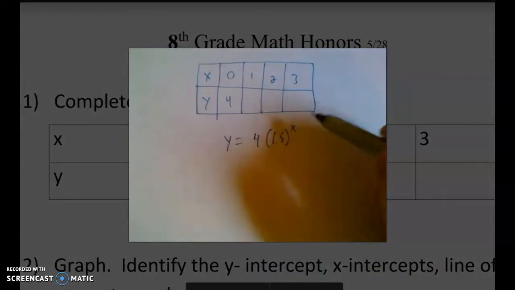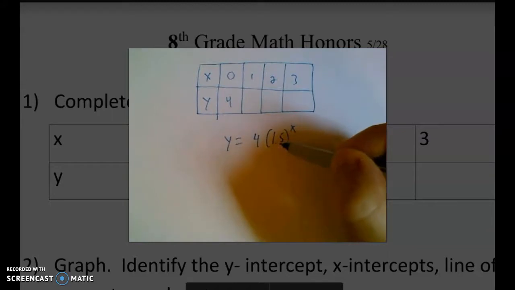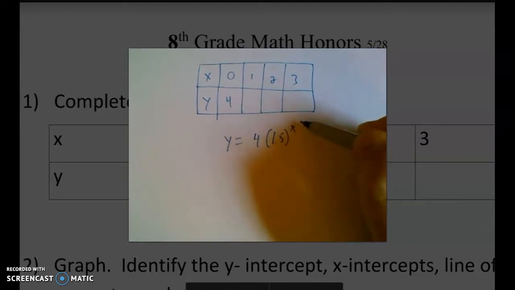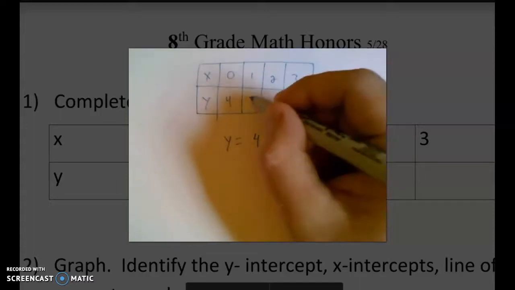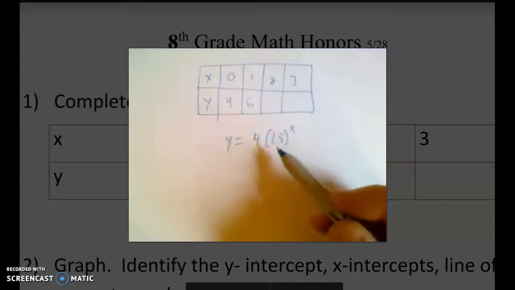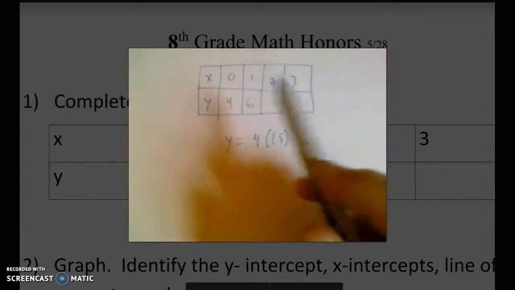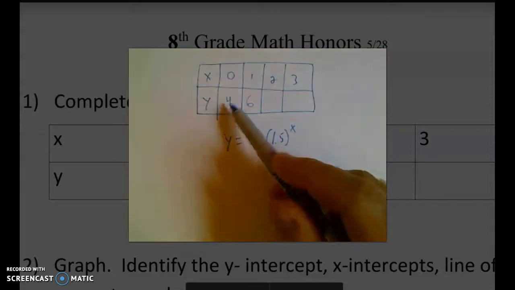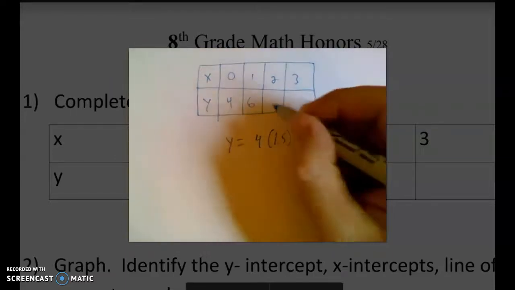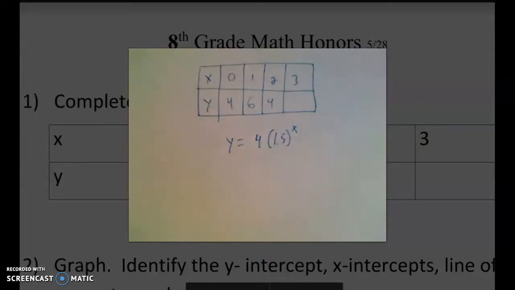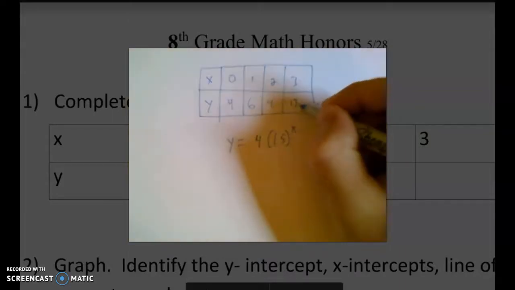So if I make x 1, that means you do 1.5 to the first power, which is 1.5, and then times 4, which would give you 6. You could also understand that this is your multiplier. So if you start with 4, you just go times 1.5 to get 6, times 1.5 again to get 9, and then you can do times 1.5 again to get 13.5.